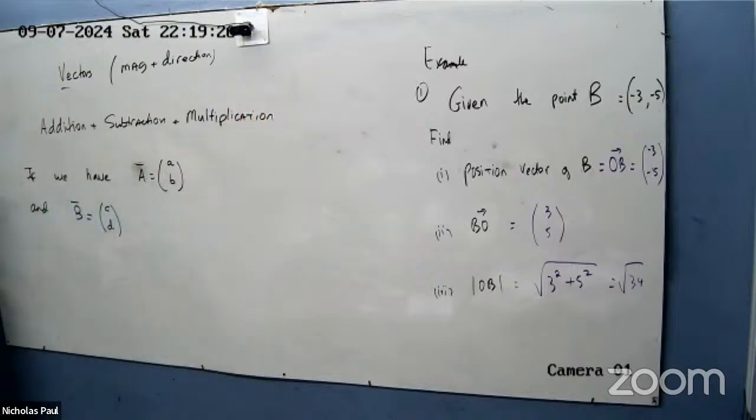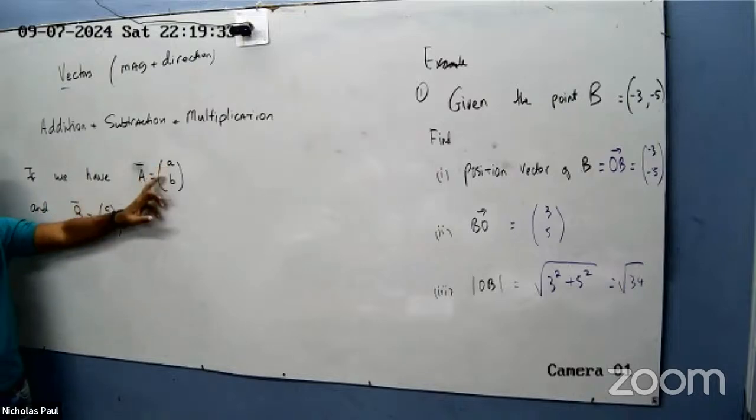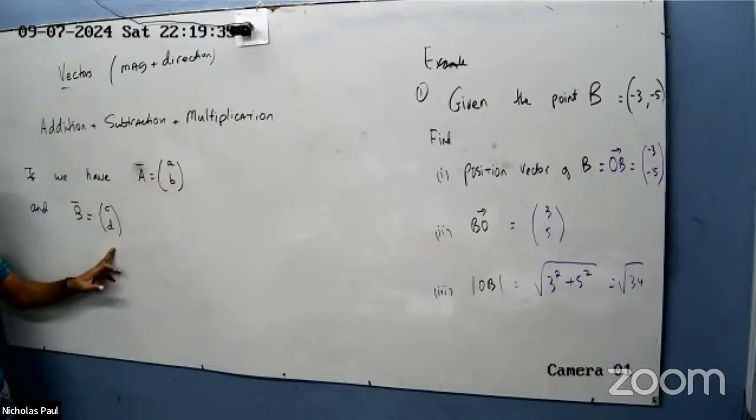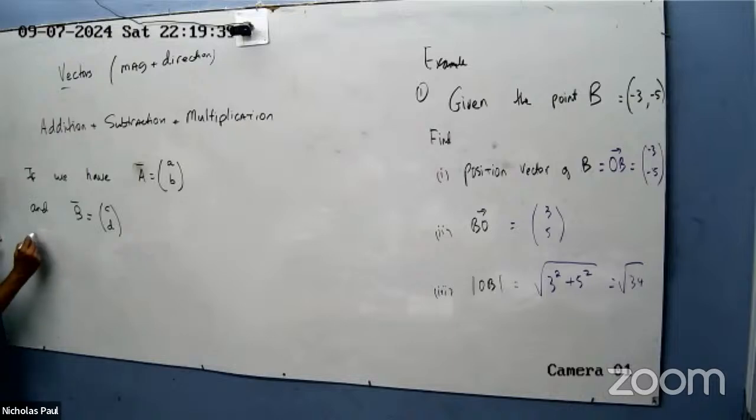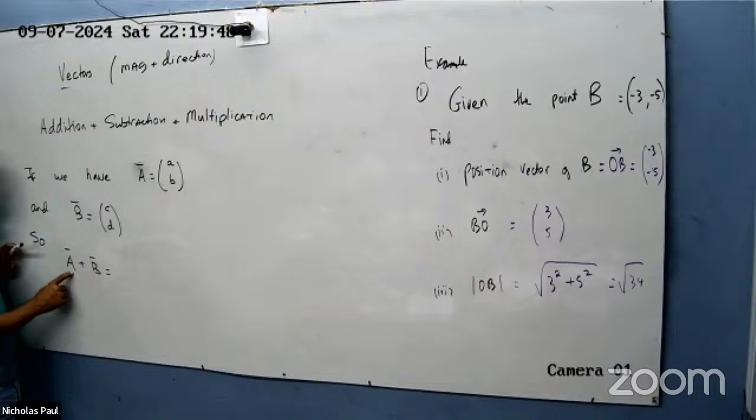Right. So let's say I gave you two vectors. One is the vector A, which is AB, and the vector B is C. Let's say I gave you something like that. And I want you now to find A plus B. Right? To find the vector A plus B.